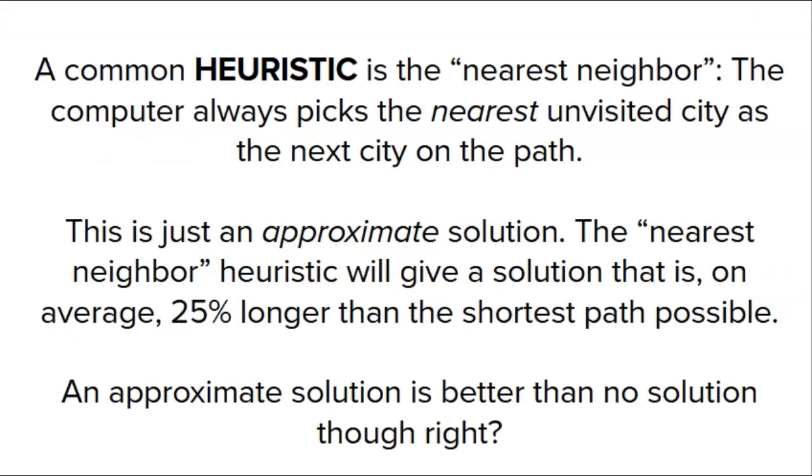A common heuristic, which is actually the one that's used in the traveling salesperson problem, is called the nearest neighbor. The computer will just always pick the nearest unvisited city as the next city on the path. So instead of checking every possible option, it's just going to the next nearest. This will give us an approximate solution, but it's not always going to be 100% the best solution. In fact, on average, these heuristics end up being about 25% longer than the shortest path possible. But you get an answer, right? An approximate solution is definitely better than no solution at all.